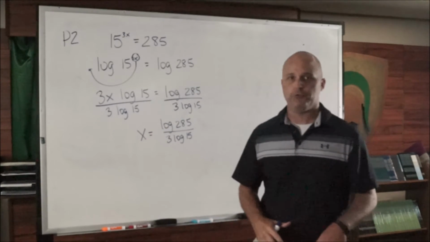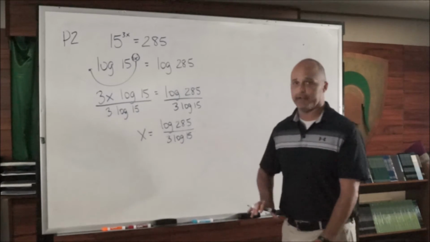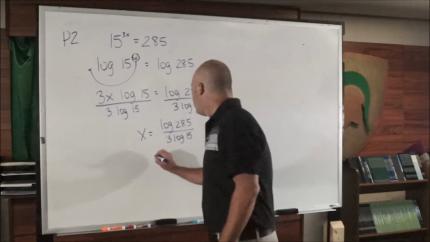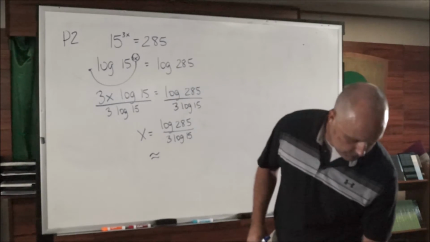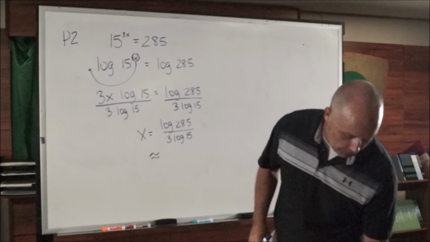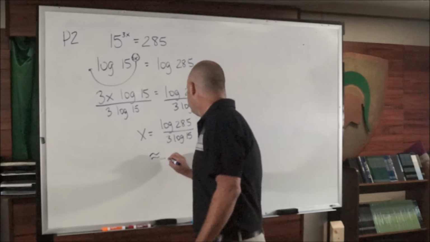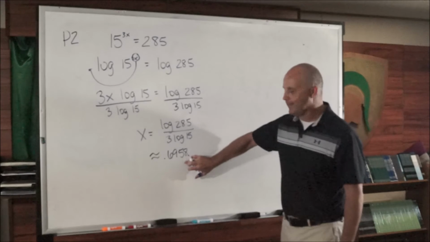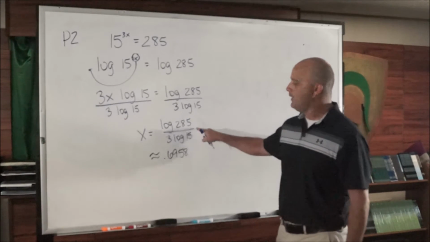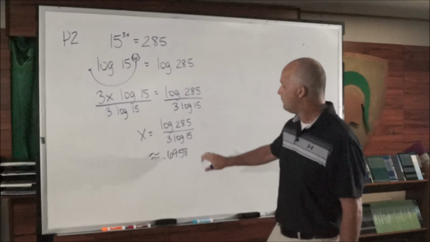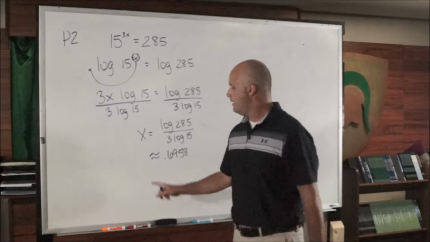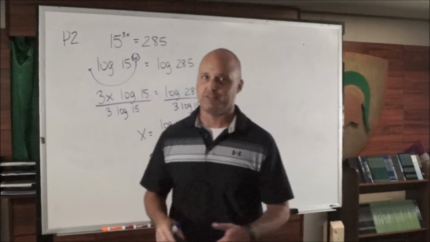Now, if you don't have a calculator, this answer is going to be your final answer. If you do have a calculator, then what you're going to end up with is approximately 0.6958. Again, there's no way you're going to get to this without a calculator. So if you don't have a calculator, this is your answer. If you do have a calculator, this is going to be your answer. And make sure you put it as an approximation because it's definitely not going to be on the dot.